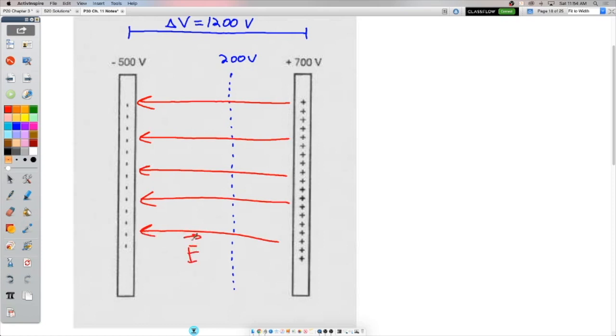We would draw more lines based on the strength of this electric field, but since we don't have the distance, we can't even really say for sure what magnitude the electric field has here.